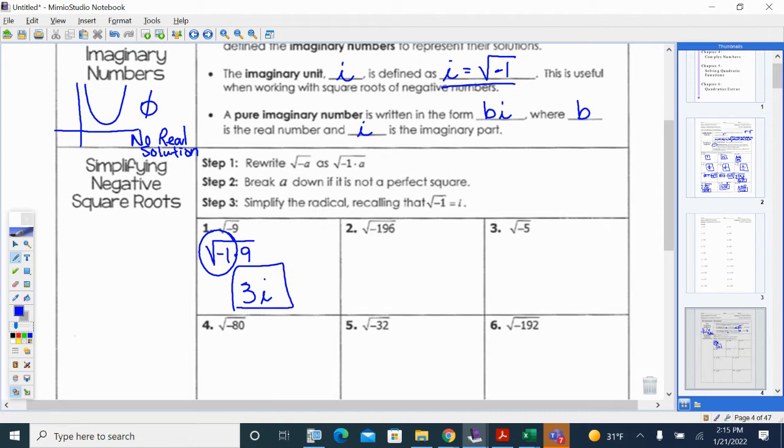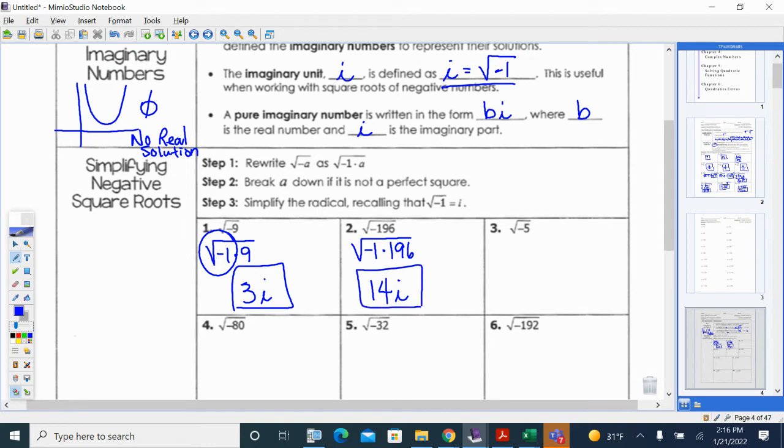Number 2 is exactly the same. The square root of negative 196 is the same thing as the square root of negative 1 times a positive 196. And 196 is a perfect square. It's 14. So I've got 14. And then the square root of negative 1, again, is defined as i. So the answer to number 2 is 14i.